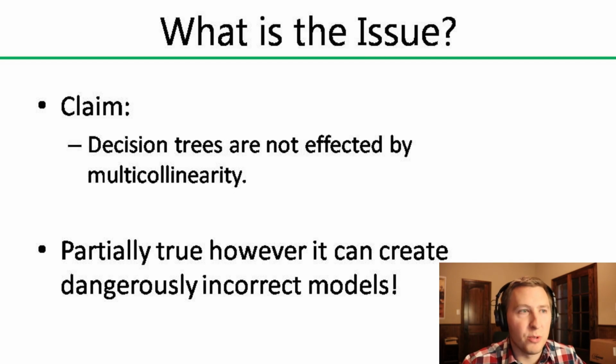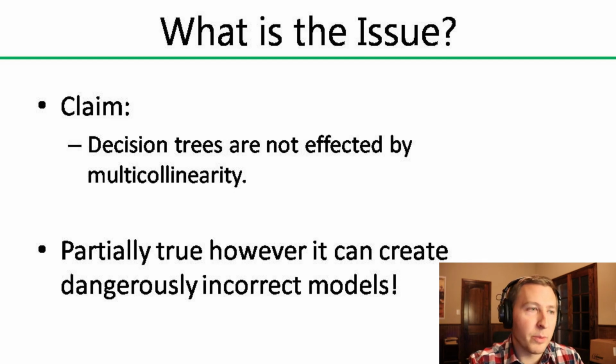So what is the issue here? The claim that is being made is that decision trees are not affected by multicollinearity. This is what a lot of people are claiming out there. If you Google multicollinearity and decision trees, it will come up and say they are not impacted by multicollinearity. This is partially true. However, it can create dangerous models simply because people just ignore it. As soon as I tell you, okay, multicollinearity does not impact decision trees, people throw the idea out the window. They think, I don't need to learn this. It makes no sense. I'm a data scientist.